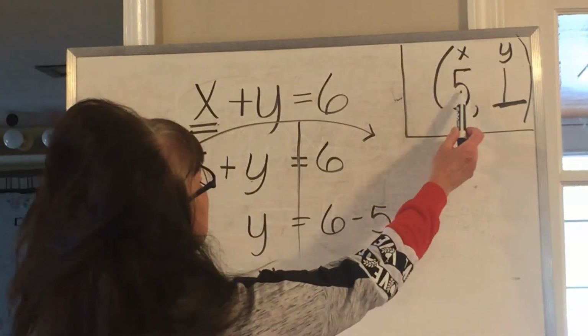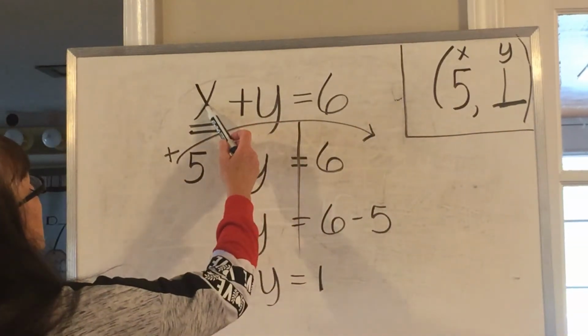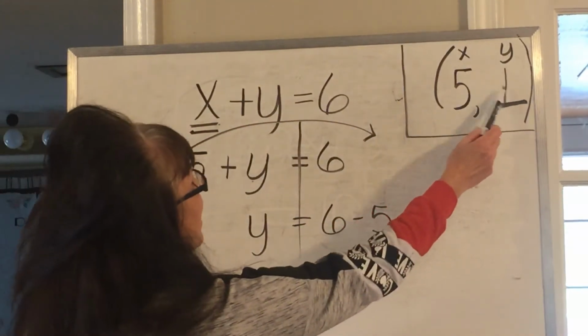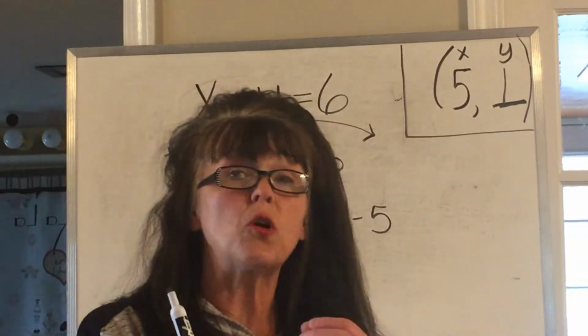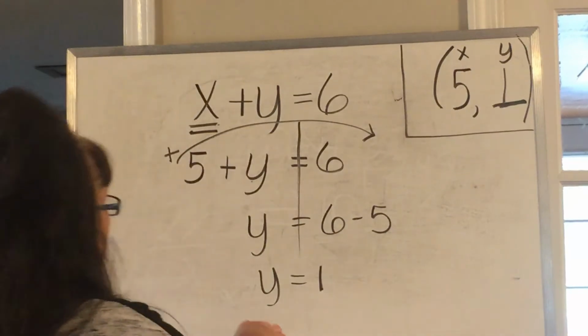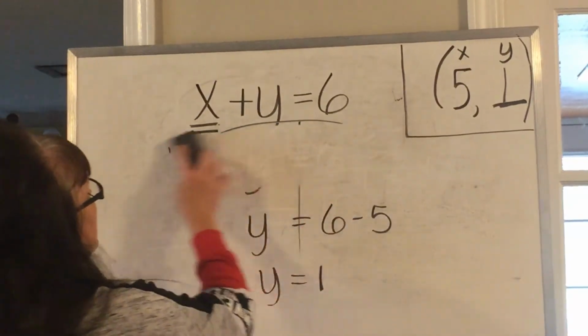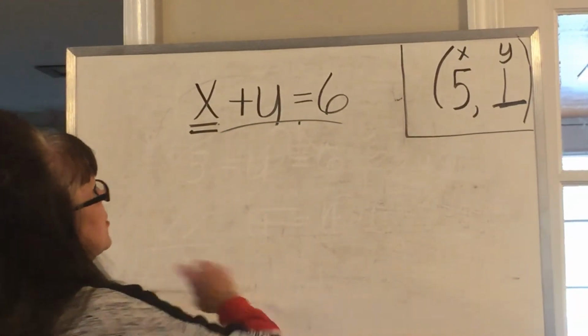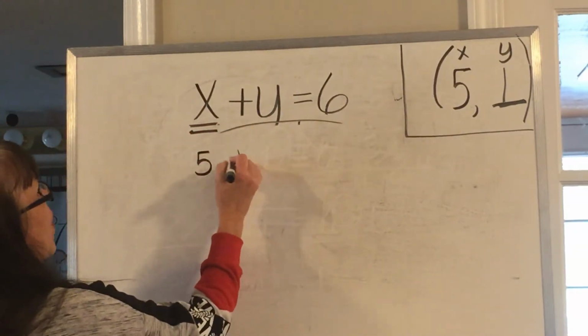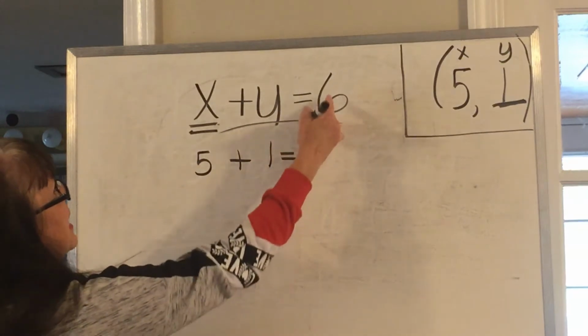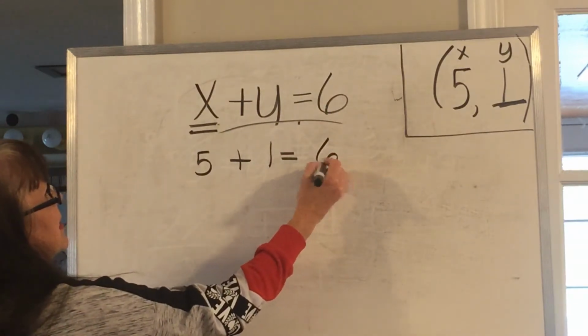Every time you see x, plug in 5. And every time you see y, plug in 1. And yeah, you would have to use it with both equations. I'll just show you one of them though. I'll use this one right here if you want to check your answer. x is still 5, y is still 1, and bring down the 6.